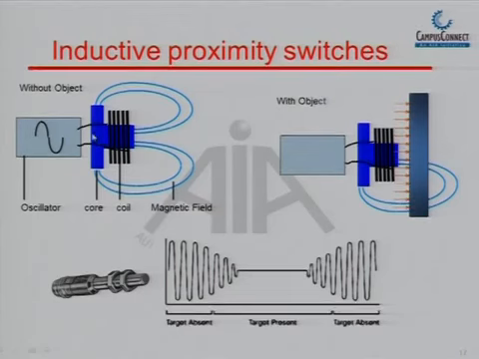As you can see, this is just a description. This is how the field is as the target approaches. This is totally killed, that means the electromagnetic field is not present anymore. This change of state is being captured and we get an output.